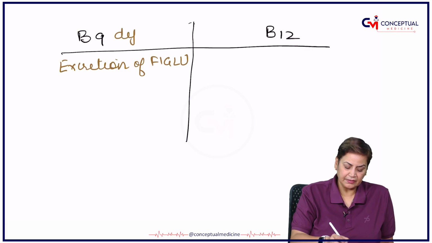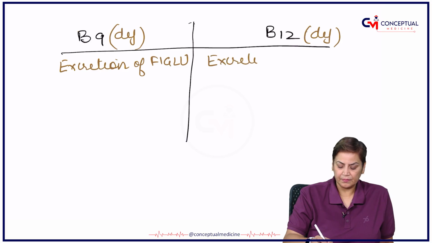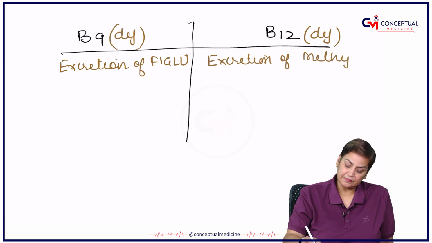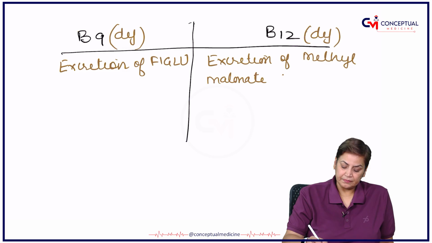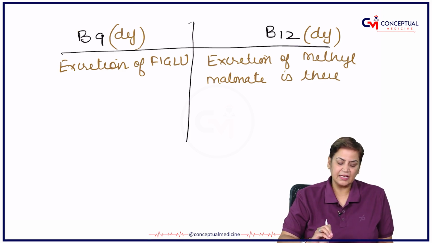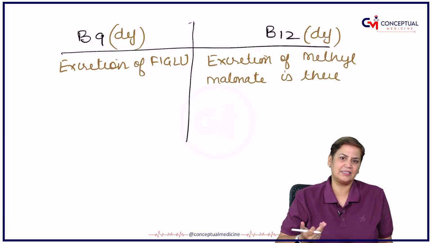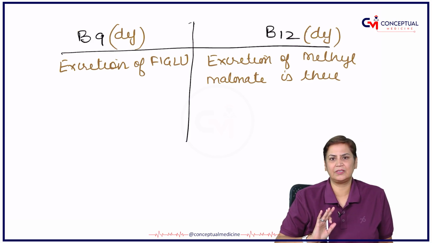B9 deficiency. Okay. And in B12 deficiency, excretion of methylmalonate is there. Which distinguishes them from each other. Rest, megaloblastic anemia is the feature of both, because one reaction which is being catalyzed by these is the same, but this is the basic difference, right?